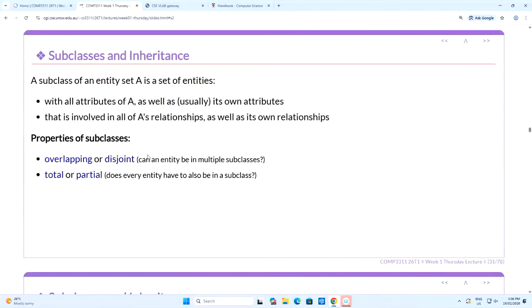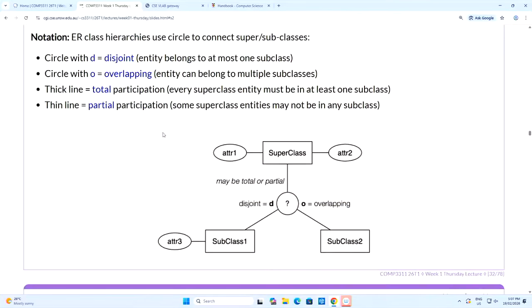Okay? And another thing that we need to talk about for ER diagrams, as well as how to convert them in the future, is the cases where we have subclasses and inheritance. As you can imagine, when we're talking about entities, not all entities are created equal. Some entities can inherit the attributes of other entities. So that's what subclasses and inheritance are.